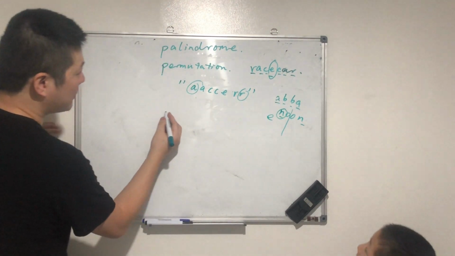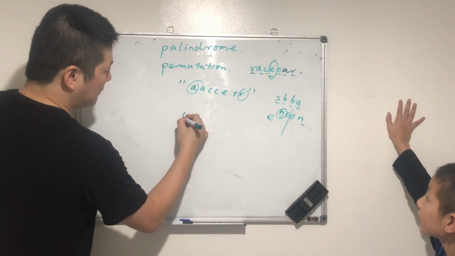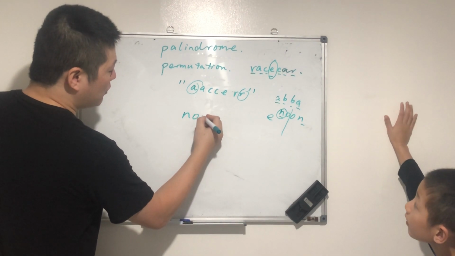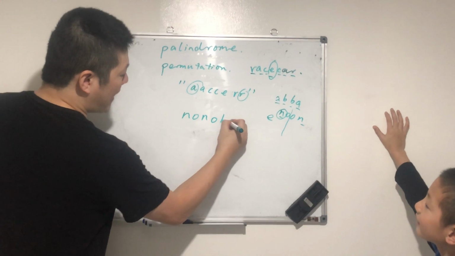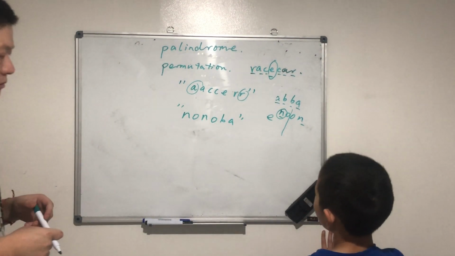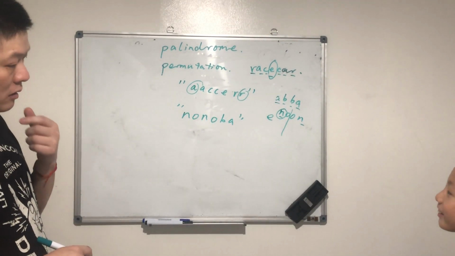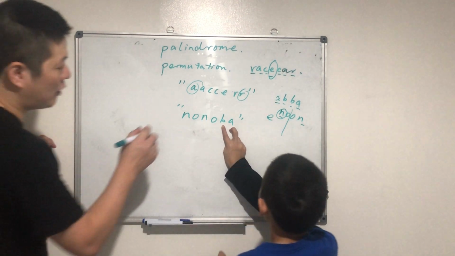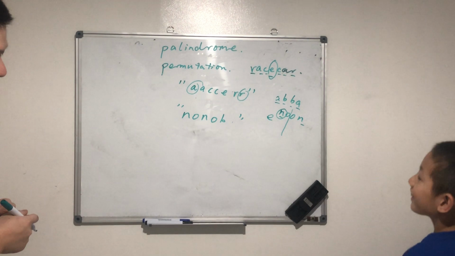If I do another one, like NONOBA. Can you make a palindrome using these characters? No. Why is that? Because there are 2 odd counts. Yeah. So how about I remove 1? Can you make it? Yeah.